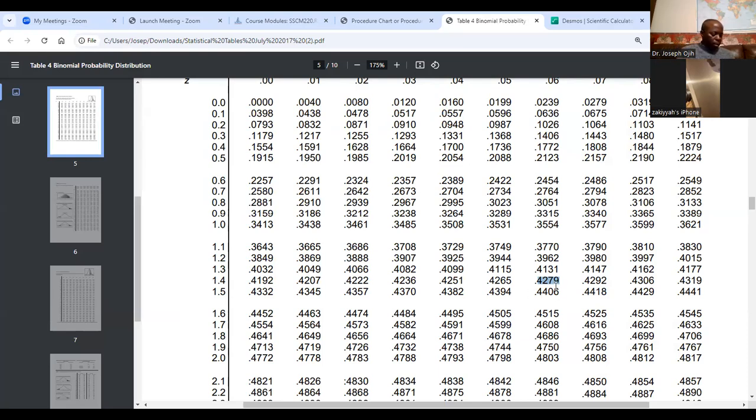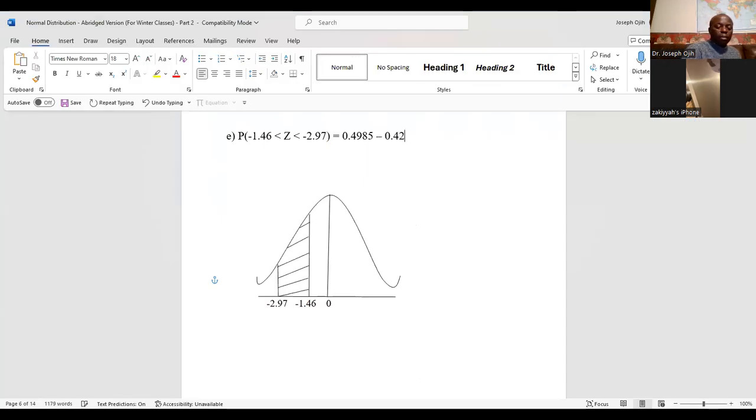That gives 0.4279. 1.4 under 6, 0.4279. Okay. Now let me double check the first one again, which is 2.97.